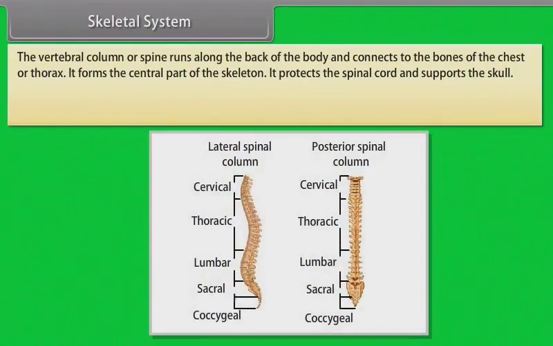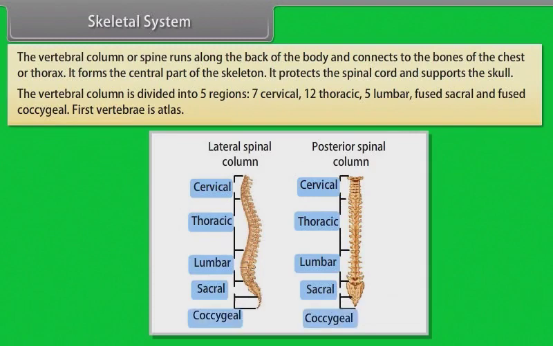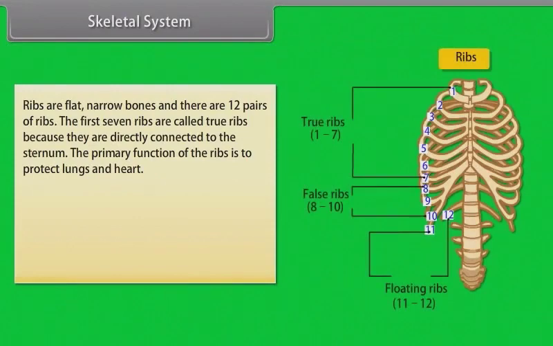The vertebral column or spine runs along the back of the body and connects to the bones of the chest or thorax. It forms the central part of the skeleton. It protects the spinal cord and supports the skull. The vertebral column is divided into 5 regions: 7 cervical, 12 thoracic, 5 lumbar, fused sacral, and fused coccygeal. The first vertebra is the atlas.